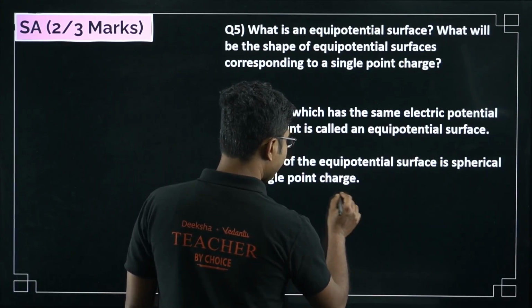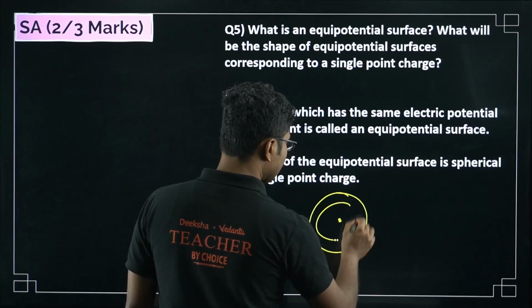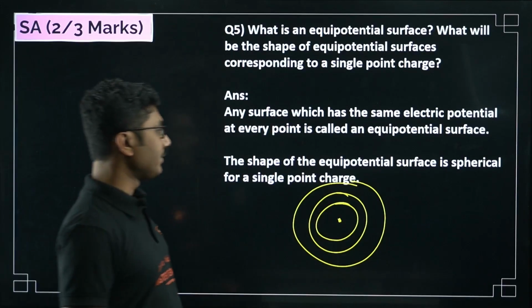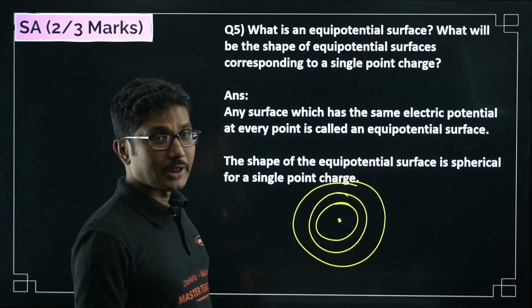You can draw the diagram as well. So you have to show concentric spheres. Okay, these are the concentric spheres showing you the shape of the equipotential surface.